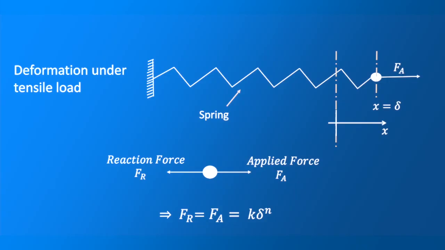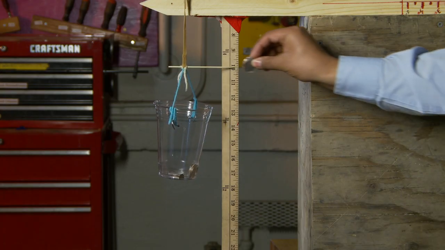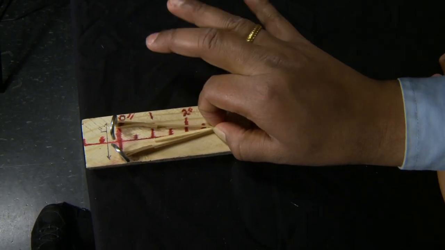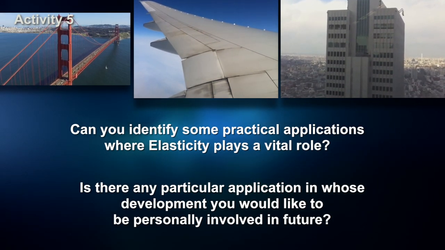As future engineers and scientists, when you will be working on practical applications of elasticity, you will find yourself repeating this exercise of creating mathematical models, performing experiments to determine parameters in the model, analyzing the observed data, and validating your model. Speaking of real-world applications, can you try to identify some practical examples where elasticity plays a vital role? Is there any particular application which you would like to develop as an engineer in future? As food for thought, here are some examples.